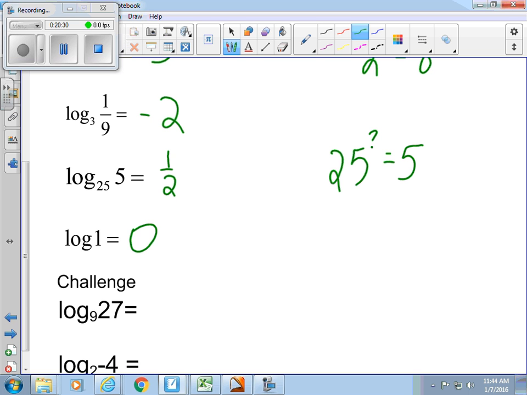Just for mental note, what is the base there? 10. So 10 to what power equals 1? To the 0 power.